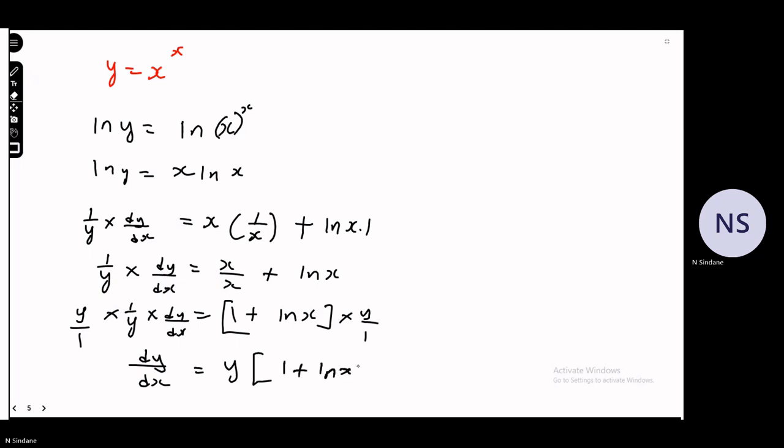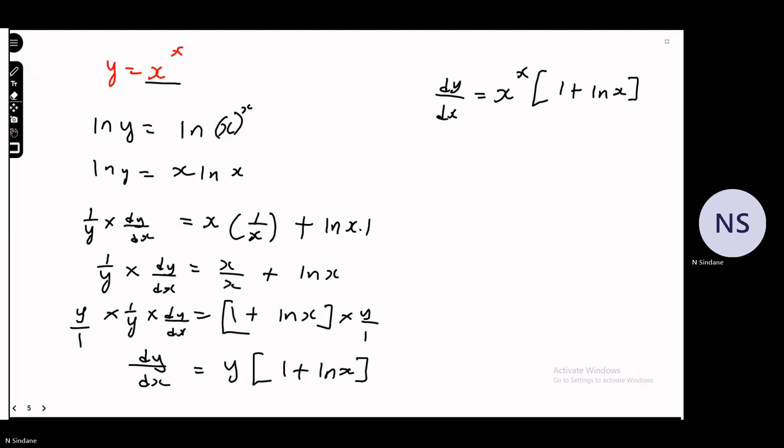From there, I can now say dy over dx is equals to, what is this y? Y is x to the power x. So this is x to the power x into 1 plus ln of x. That is how you deal with this question. Let's get another one.